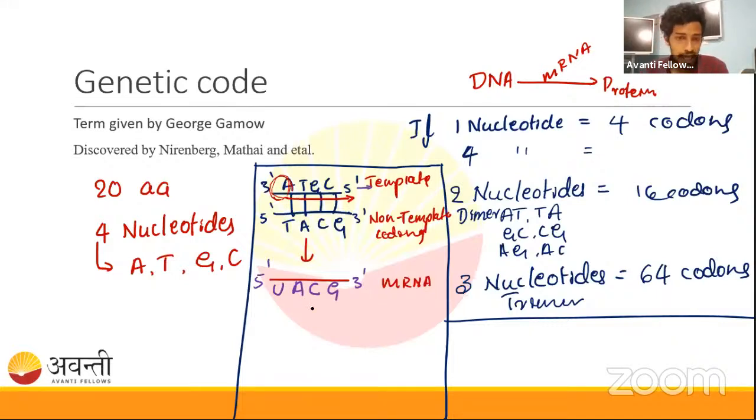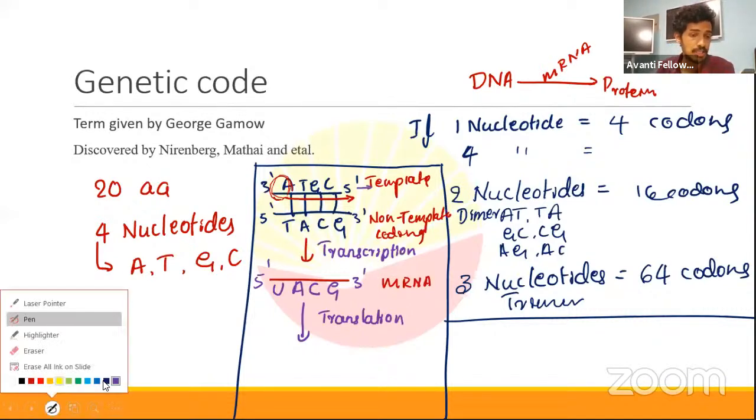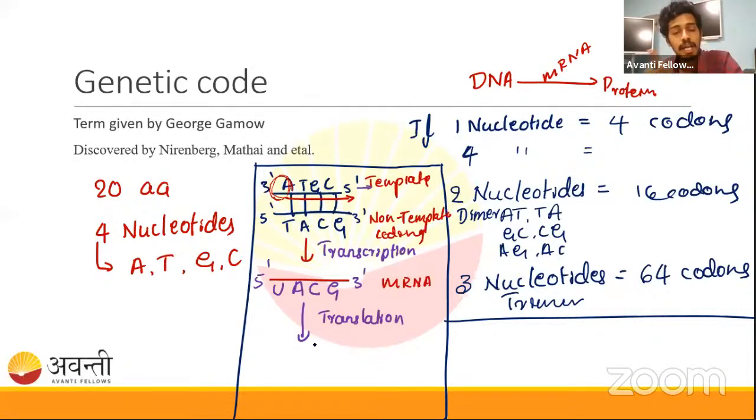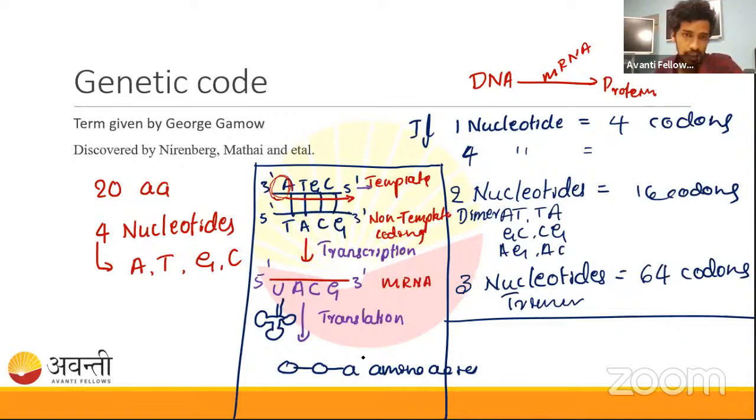But what happens next? This is the transcription process, so the next process will be the translation process. The translation process gives you the complete amino acid chain. This particular conversion is mediated by tRNA. This is the process we are learning now.